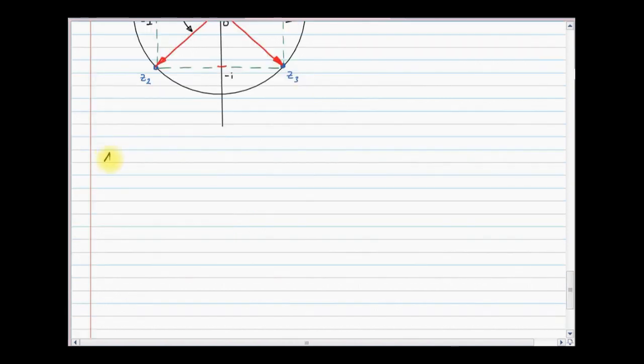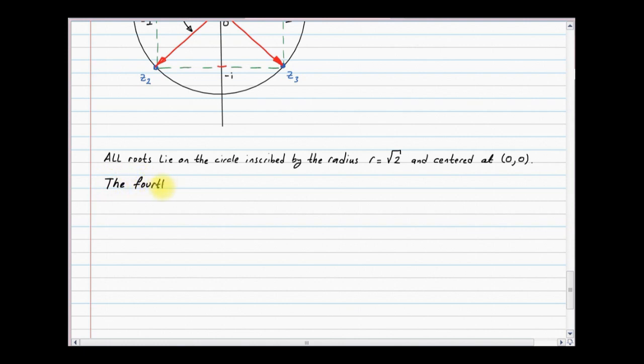As can be seen from the Argand diagram, all roots lie on the circle with radius r equals square root of 2 and centered at 0, 0. Also, the fourth roots form a square shape on this Argand diagram. Another point to notice is that the angle between two adjacent roots is equal to pi over 2 radians.